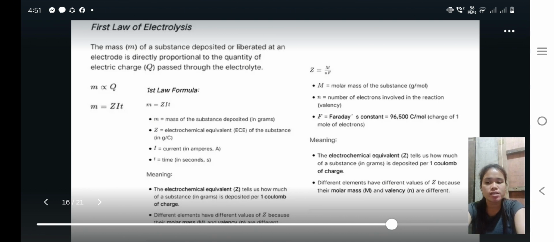ZIt, where M is the mass of the substance deposited in grams, and Z is the electrochemical equivalent of the substance in grams. The I is the current in amperes and the t is time in seconds. So the electrochemical equivalent tells us how much of a substance in grams is deposited per 1 coulomb of charge.